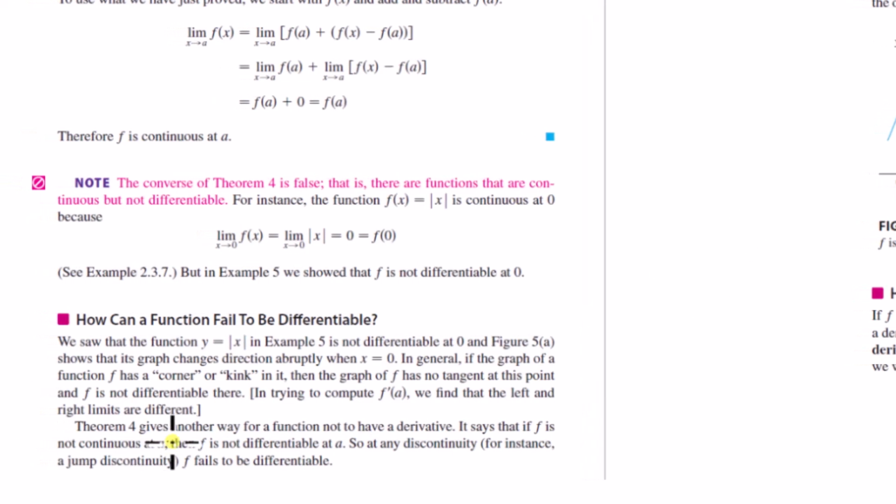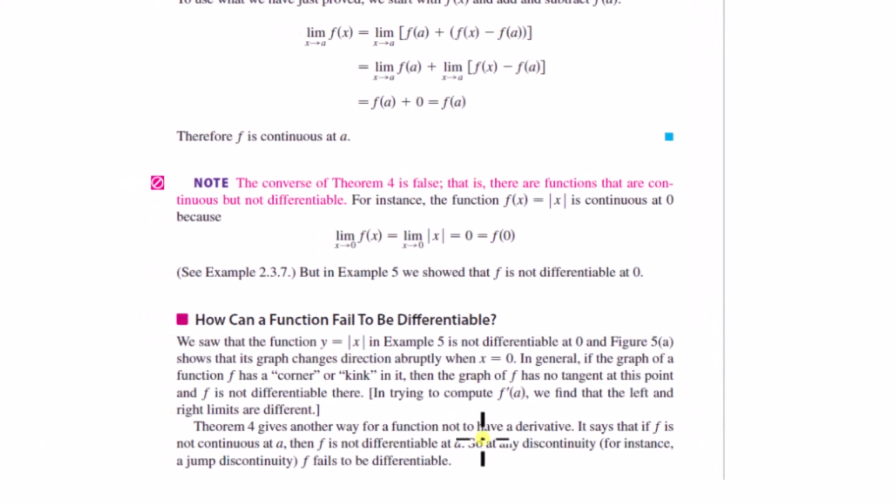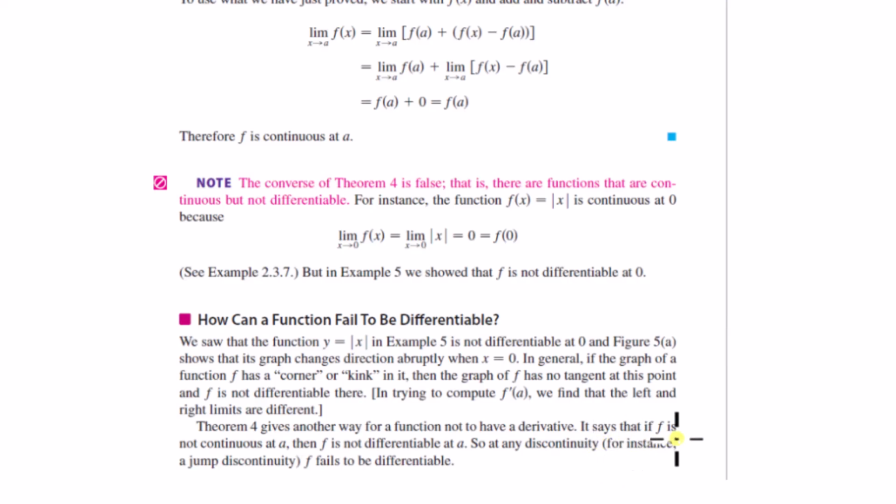Okay, theorem 4 gives another way for a function not to have a derivative. It says that if the function is not continuous at a, then the function is not differentiable at a. So at any discontinuity, for instance, a jump discontinuity, the function fails to be differentiable. This is everything we just talked about.